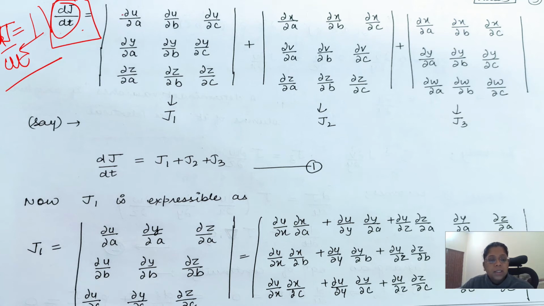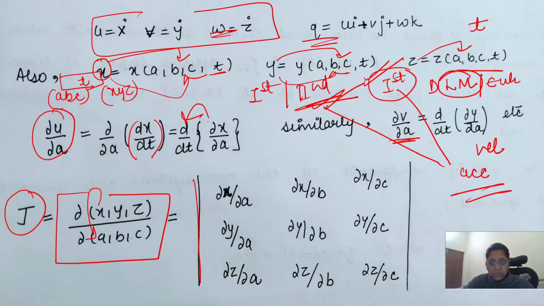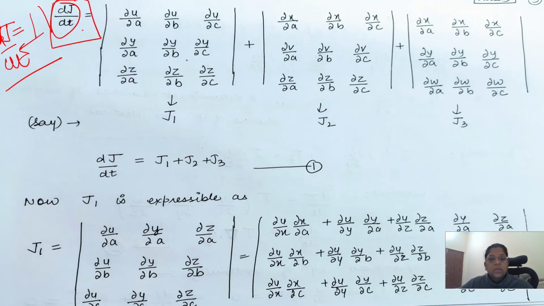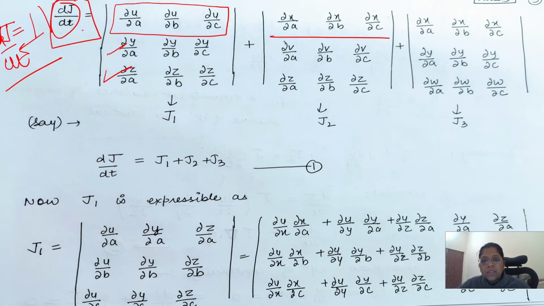We can expand it like this: del u by del a, del u by del b, del u by del c. Now see the previous one, it is x, x, x, then y, and then z. Similarly we have written: you can remember it like this, the first row is replaced by u, del u by del a, del u by del b, del u by del c, and the remaining two remain the same, del y by del a and so on, then z, plus. Now the first will remain the same, only the second will change. The second is v: del v by del a, del v by del b, del v by del c, and the third will remain the same.